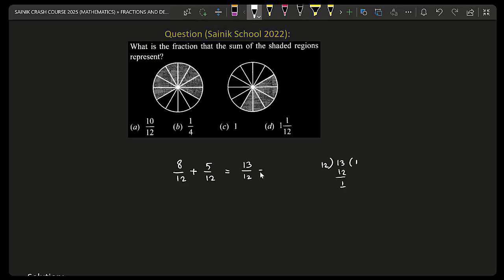I told you one formula to remember. What is it? Q or D? Q for quotient. What is the quotient? 1. What is the remainder? 1. And the divisor is 12. So, is there any option 1 and 1 by 12? Yes, sir. So, which option is correct, Shivatmika? D. Okay, D is correct.